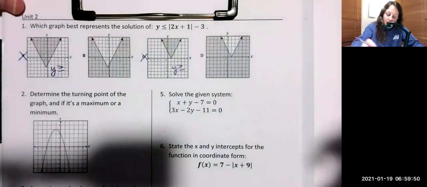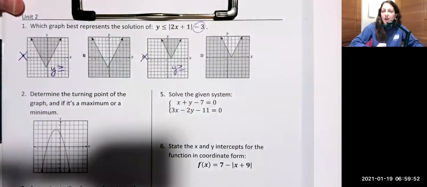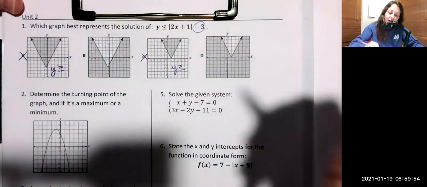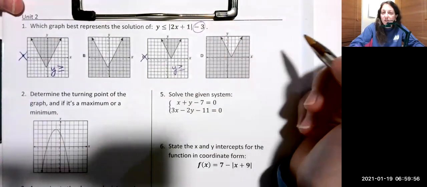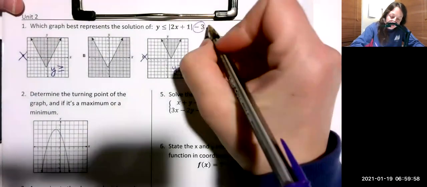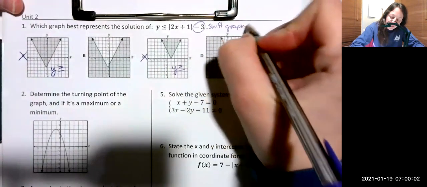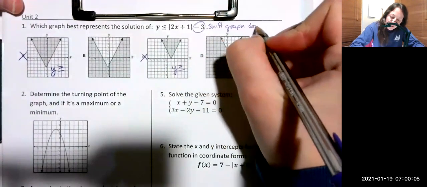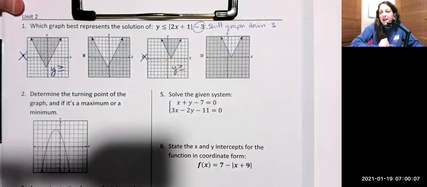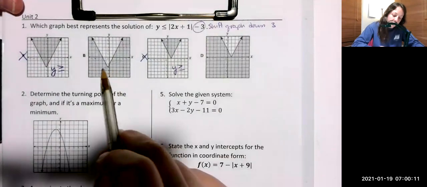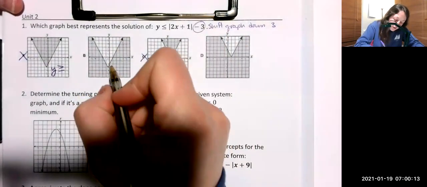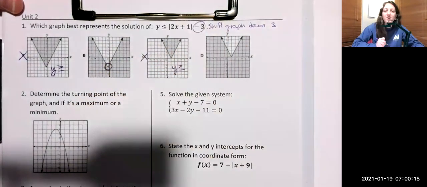We've got minus 3 on the outside. Any value that happens on the outside, addition or subtraction like this, is going to shift our graph down 3 units, and it's down because it's minus. If it were plus, it would be going up. So if we're left to choose between B and D, the only graph that shifted down 3 units was B. So that's the one that we want.